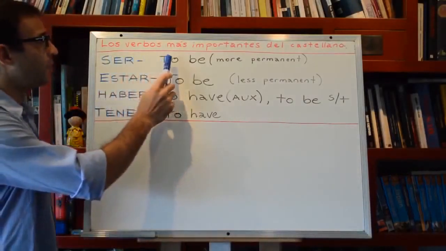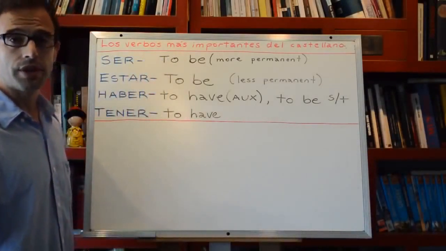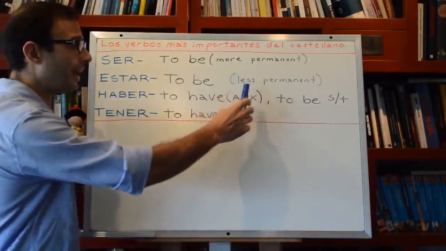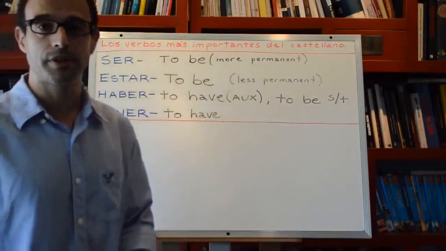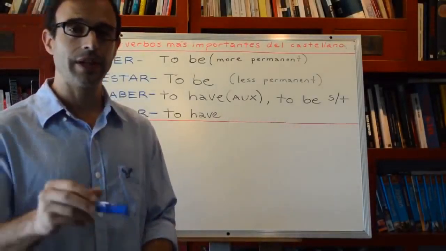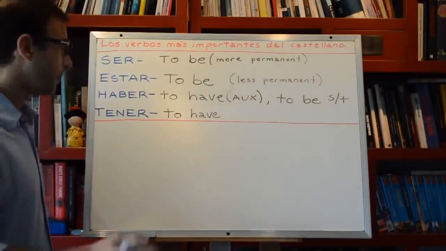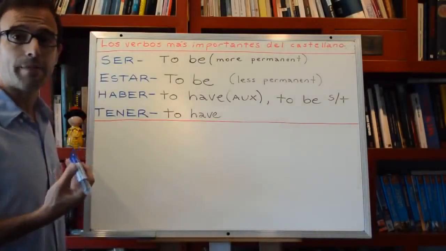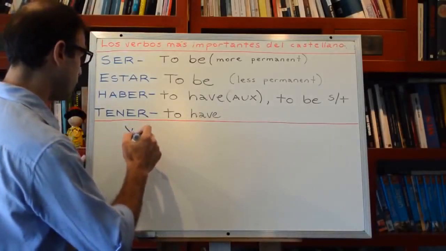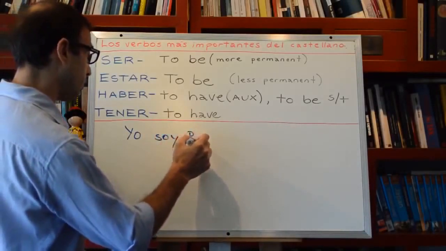Ser means to be for more permanent cases or situations. Estar means to be, but for less permanent, more impermanent or temporary cases. And now I'll give you an example for you to understand this. For example, I want to say I am Rodrigo, right? Like my name is Rodrigo. I would say yo for I, soy Rodrigo.